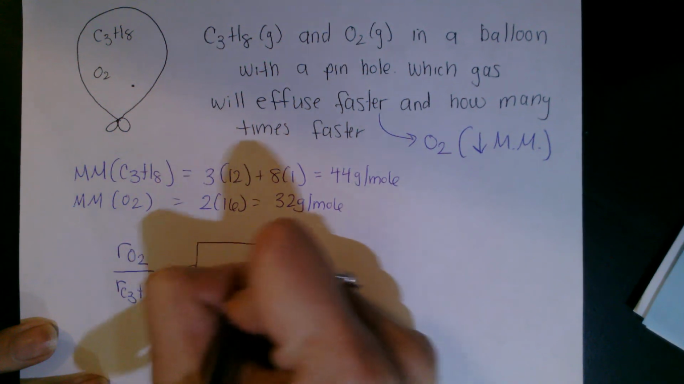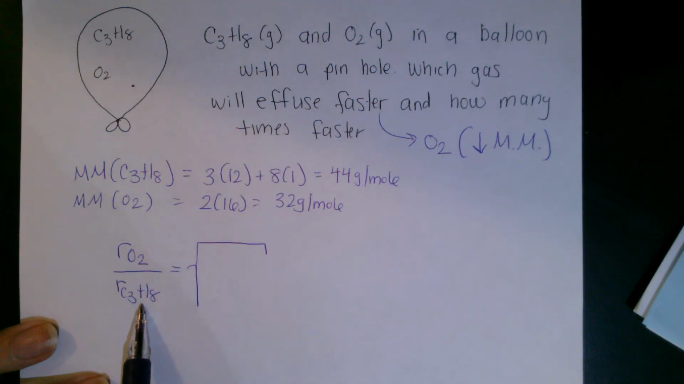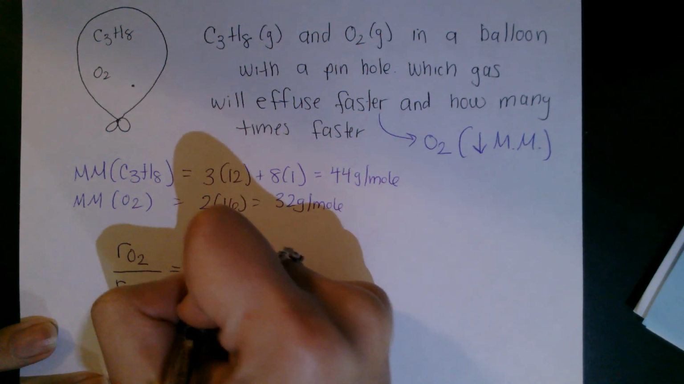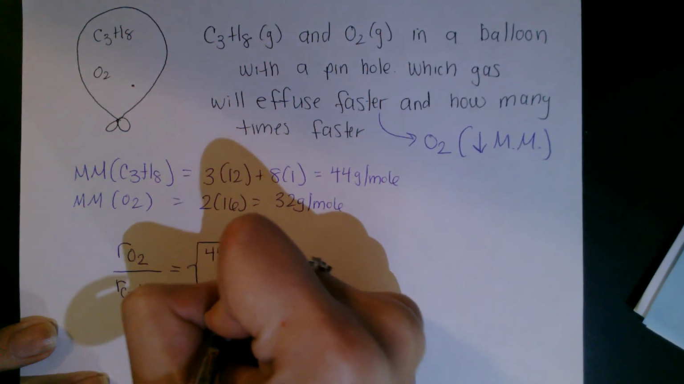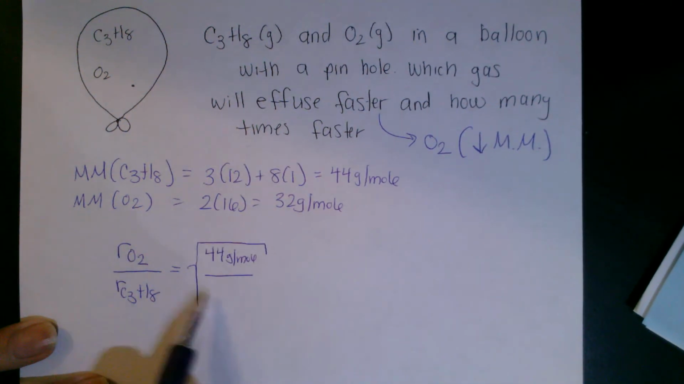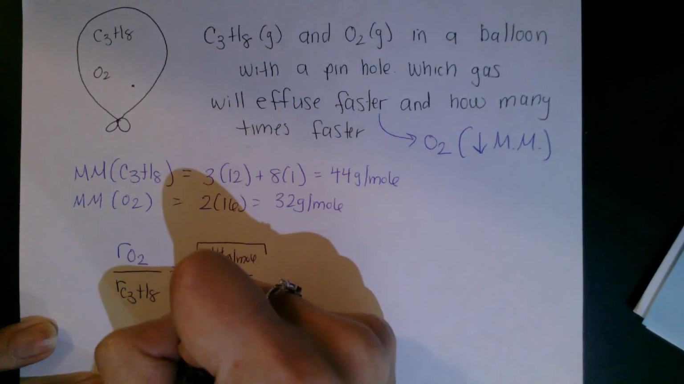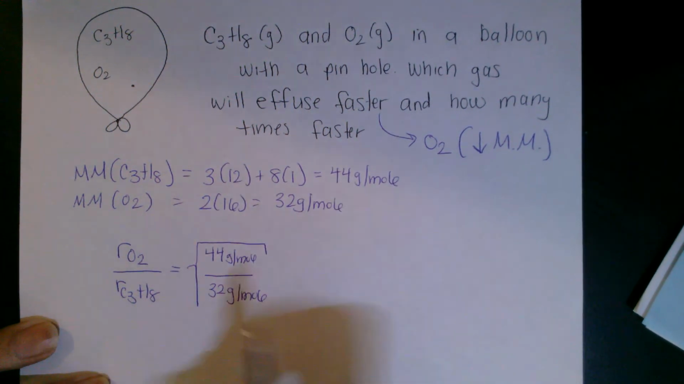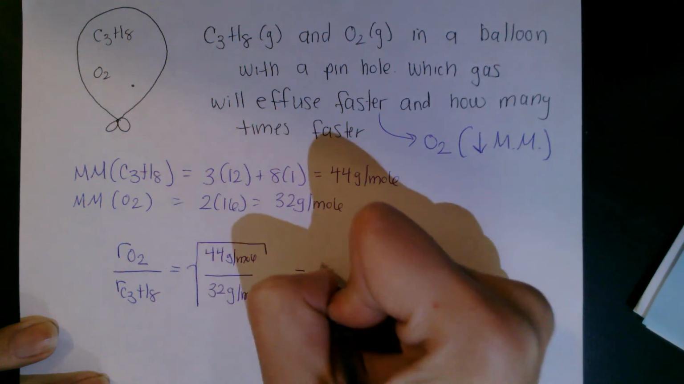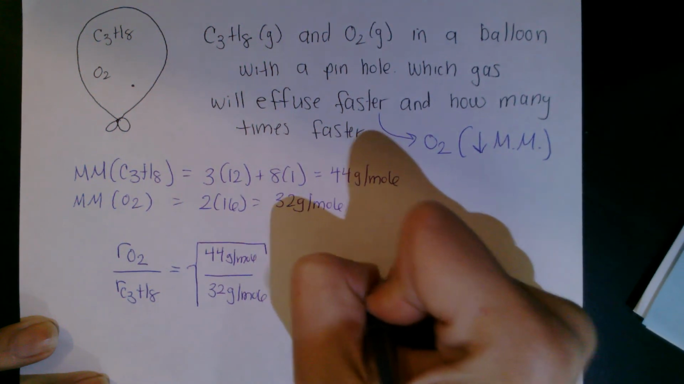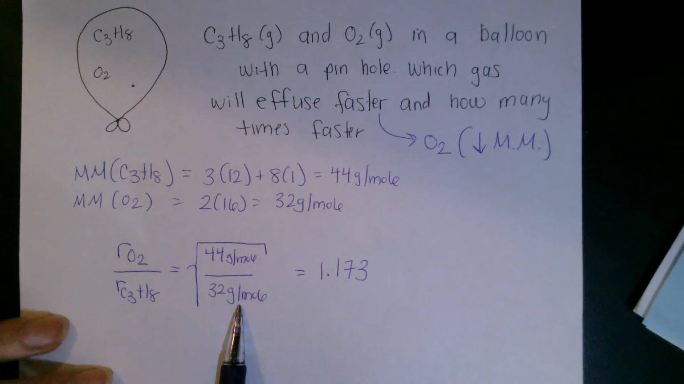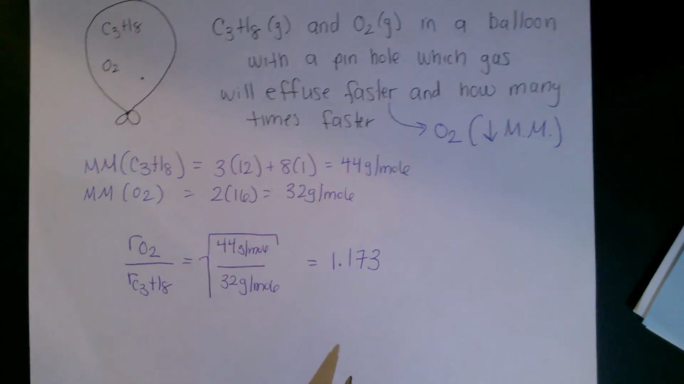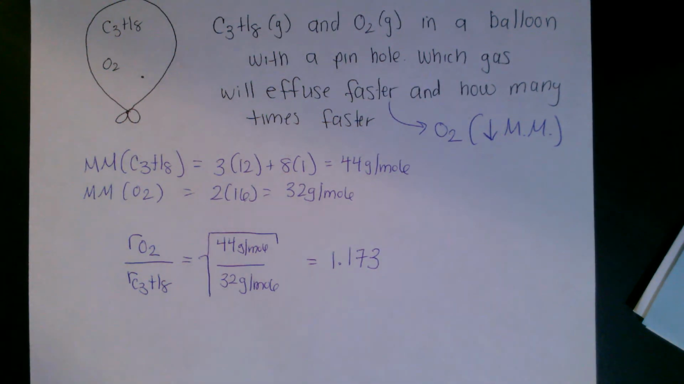Okay, so that is the square root of molar mass 2, which is this one, going up here, and that is my 44, divided by my O2 down here, that's my 32 grams per mole. If I solve this, 44 divided by 32, take the square root, I get 1.173. So what does this mean?